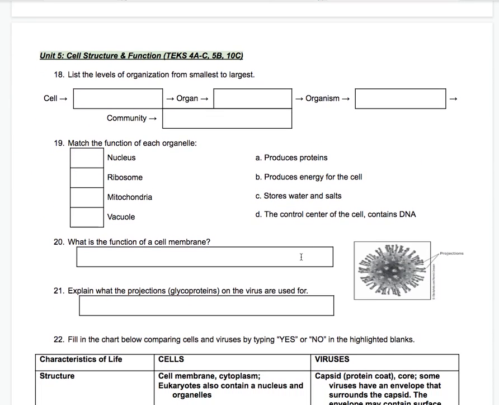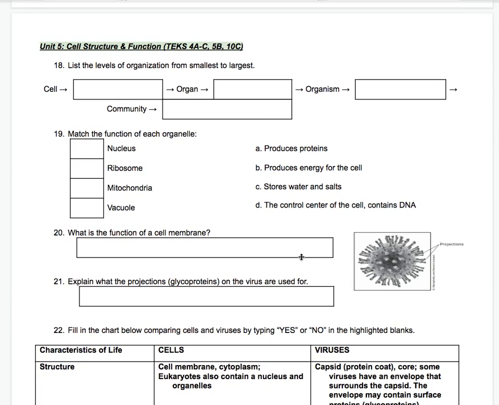Now we're on Unit 5, Cell Structure and Function. Number 18 says to list the levels of organization from smallest to largest. Well, the cell's going to help make up the tissue, and the tissue is going to make up an organ. Then the organs in your body are going to make up the organ system, and the organ systems in your body are going to help make up the organism, which is you. You are an organism. Now, a bunch of organisms together is called a population. And then the population is going to help make up the community, which is all living things.